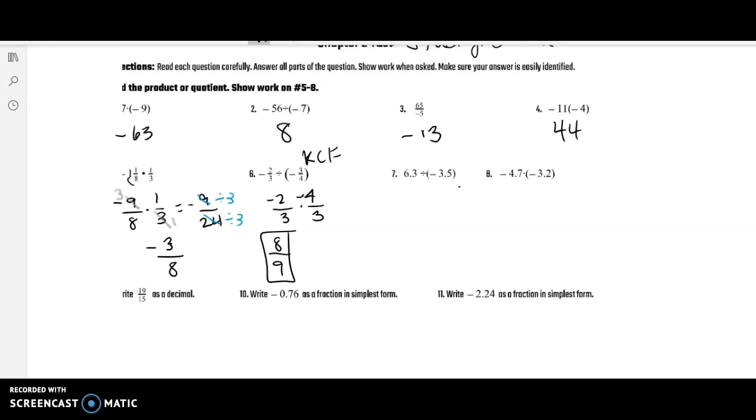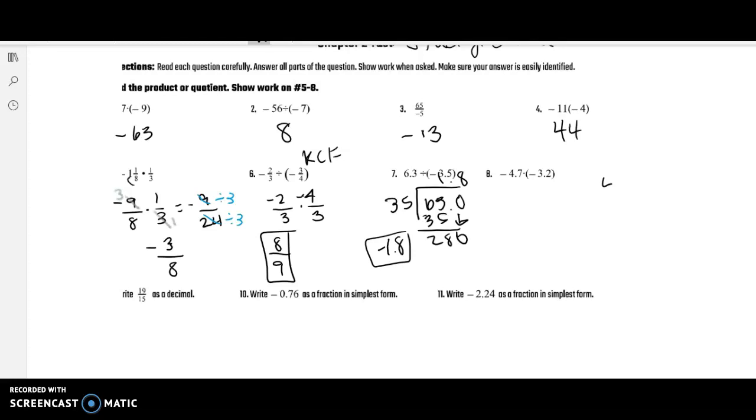Over here, you won't have a calculator on the test, so we're going to have 63. We get rid of the decimals. And 35. 35 goes into 63 one time. And we get 28. And we subtract that. Add a 0 and bring it down. 35 goes into 280 8 times. So our answer is going to be negative 1.8.